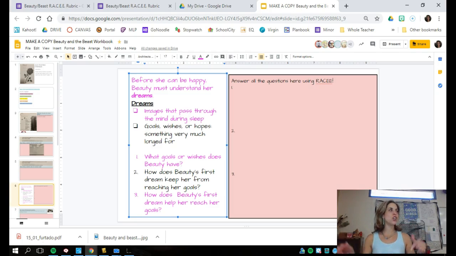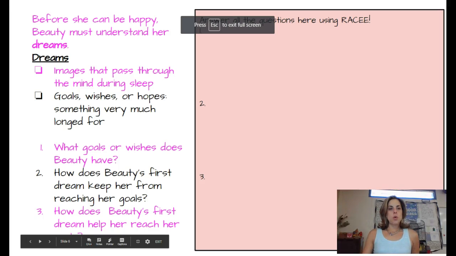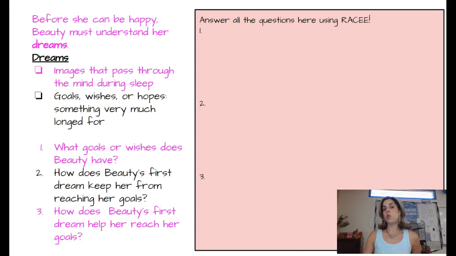Mind during, binder. I get it. Mind during, binder. I get where this is going now. All right, cool. So you're going to answer the dreams, or it could be goals, wishes, or hopes, something very much longed for. Okay, so knowing what dreams means is important to answer the question. So what goals or wishes does Beauty have?